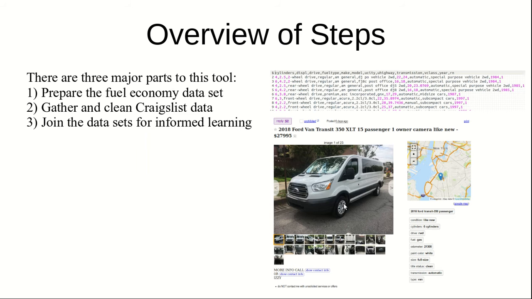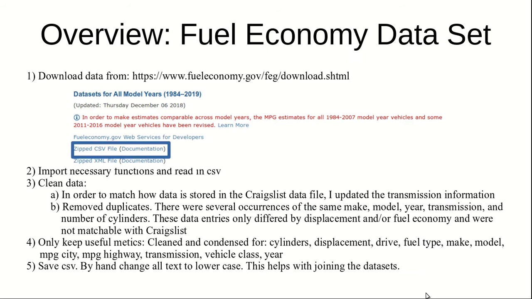So here is an overview of the steps. The first major step was to prepare the fuel economy data set, then gather and clean the Craigslist data, and then join the two data sets to get the informed learning. And then here's just a screenshot of Craigslist with all the different tags. So the first one, I showed you the fuel economy website.